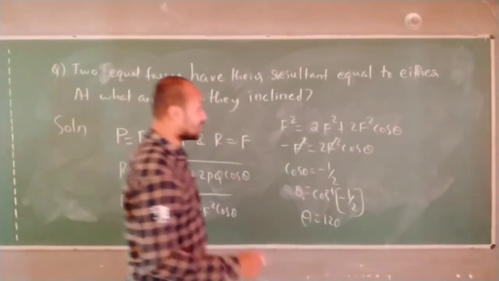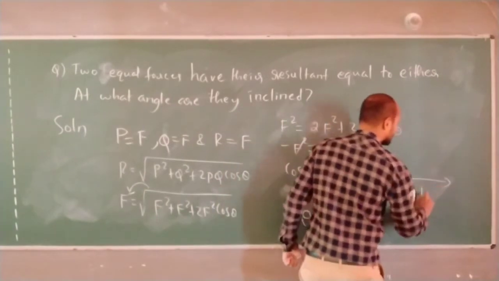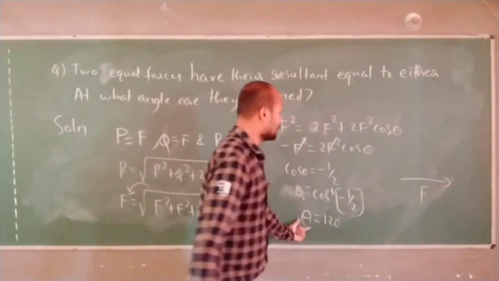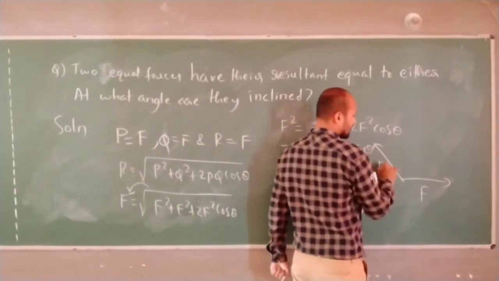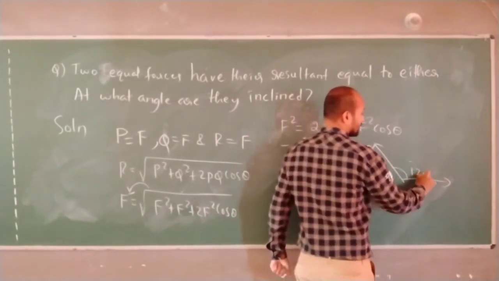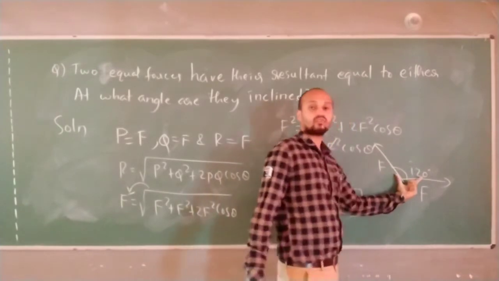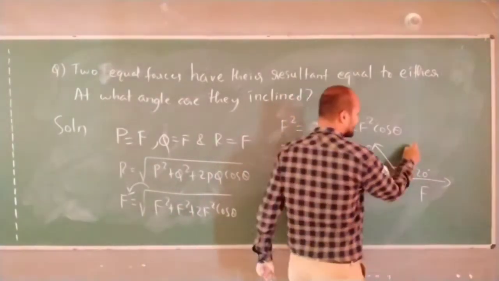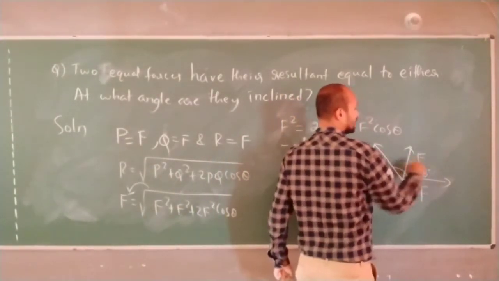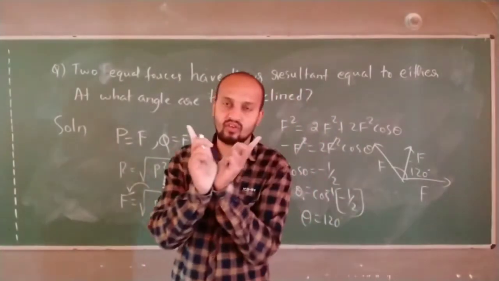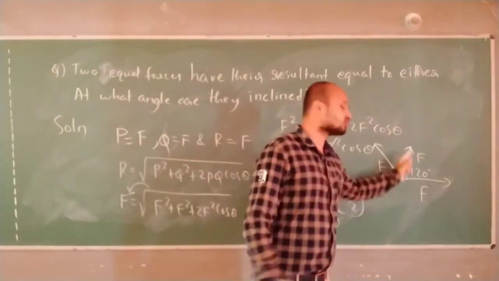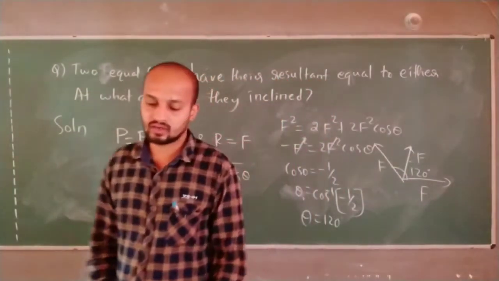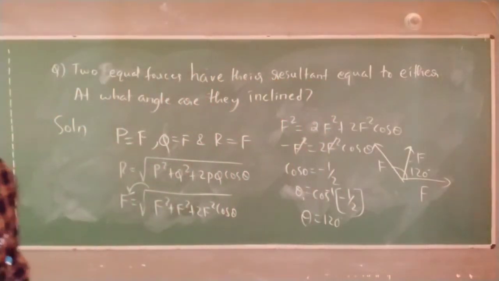Now we can imagine. If one force is like this, when their magnitudes are the same, and the angle between the two forces is 120 degree, then the resultant produced also will be F. If you take two equal forces and keep them at 120 degree, the addition of those two forces will be equal to F only. This is the answer.